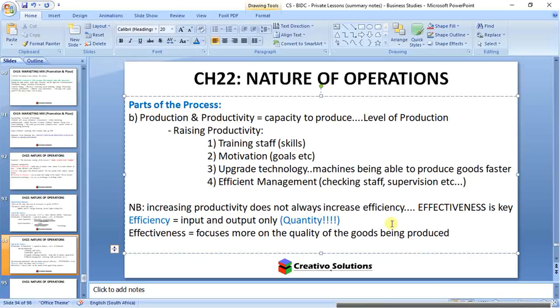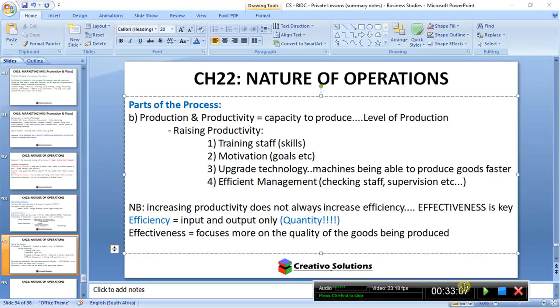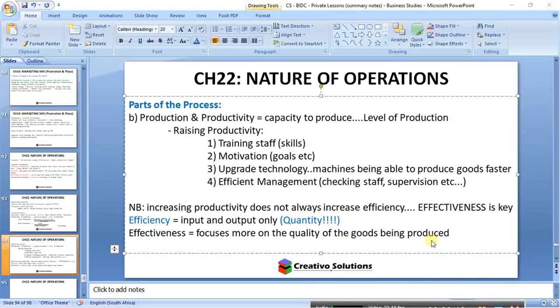Effectiveness, meeting the objectives of the enterprise by using inputs productively to meet customer needs. See, there's the key. So this is looking at quality. I've got the quality there. I'm just going to write their needs and wants.